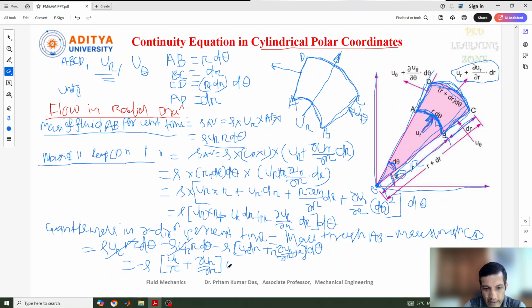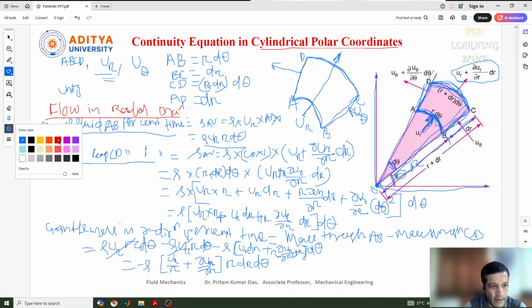So what I did here, I just took the r dr common and outside. Here I have taken r dr, but r is not there, that's why ur by r. Dr is there, dr I have taken out. And here, r dr is already there, r into dr, so dr I have taken outside. So as usual, del ur by del r, and r dr I took it outside. So this is the equation for this.